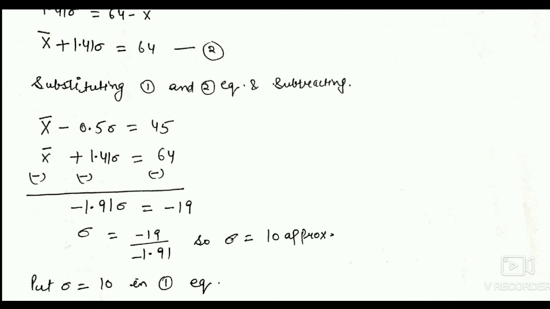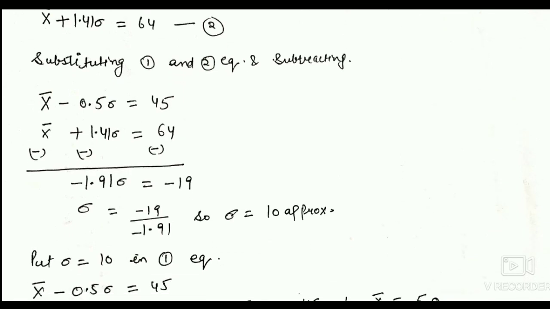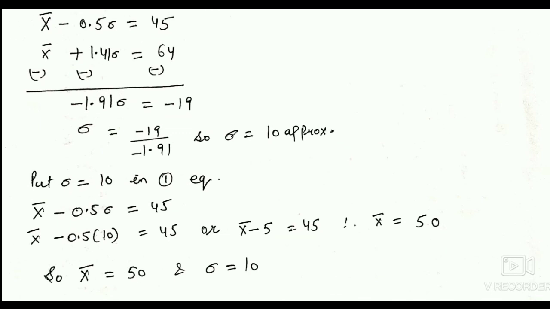The standard deviation will be approximately equal to 10. Once the standard deviation has been solved, we will put the value of standard deviation in any of the equations. We have used the standard deviation in the first equation. After putting the value in the first equation, the mean value we get is equal to 50.